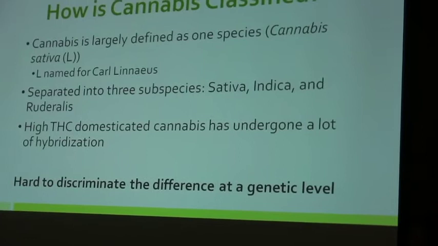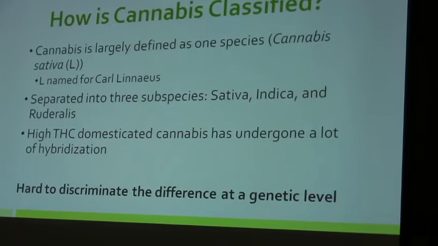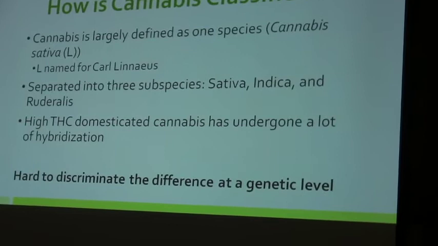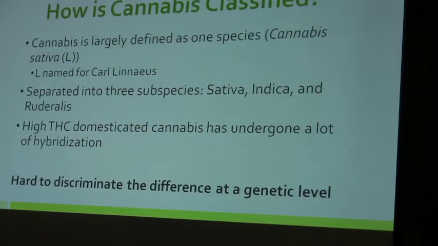In terms of application, the high THC variants, that's the recreational side of cannabis, have undergone a ton of hybridization. Due to the interest, the prohibition, and the underground cultivation of this plant, there's been a lot of work breeding and crossing these species. So it gets much more complicated when we try to put these plants into a category. It's hard to discriminate the difference at the genetic level. But when we're growing it and using the active ingredients, it is easy to see a difference.